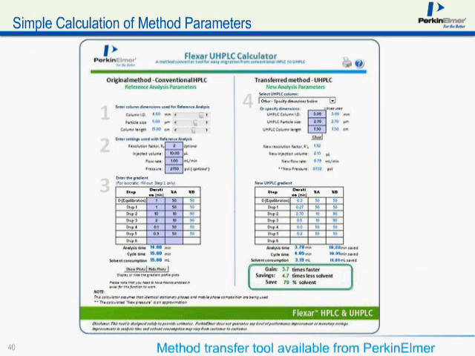And with the calculator, I plugged in on the left-hand side the dimensions, the flow rate, and the injection volume of my current column. Also, if you look in the bottom left-hand corner there's a table where you could input the values or the times and composition of your gradient. And then on the right, you put in the dimensions of your new column, and it will automatically calculate your new flow rate, injection volume, and your gradient.